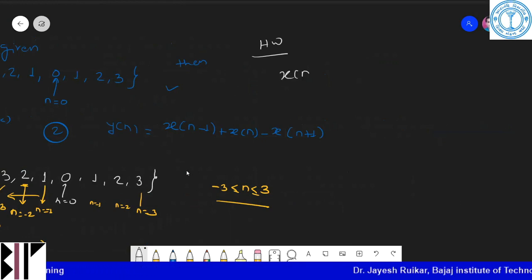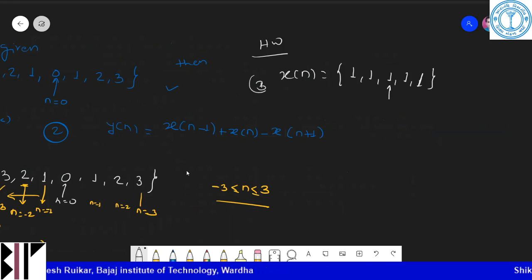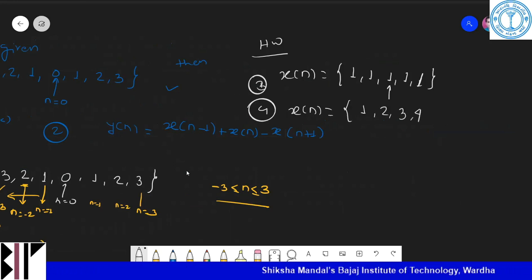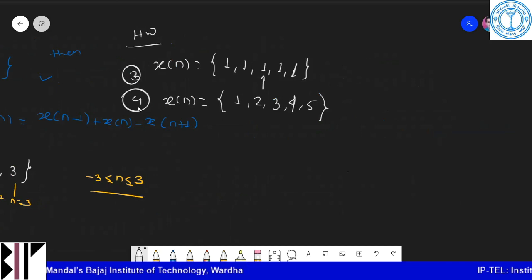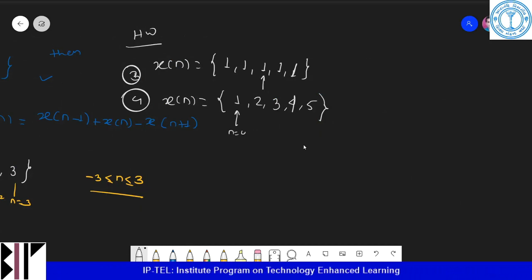So x of n is equal to 1, 1, 1, 1, 1. This is the same basic problem, problem number 3. Then problem number 4, x of n is equal to 1, 2, 3, 4, 5. Here the arrow has not been given in question number 4, so you can consider that n starts from 1. Since the arrow has not been given, n goes from this side.